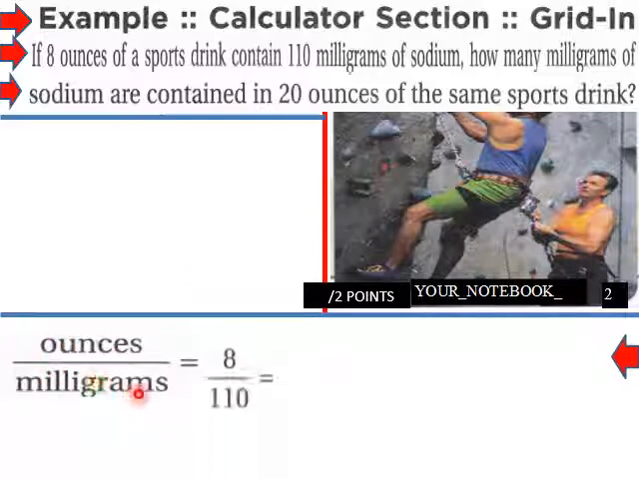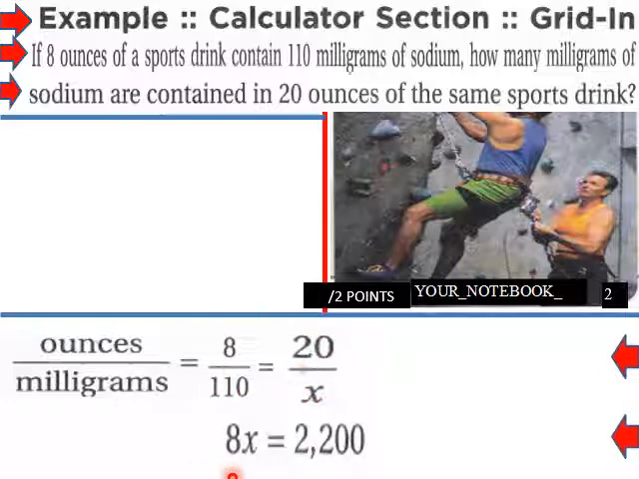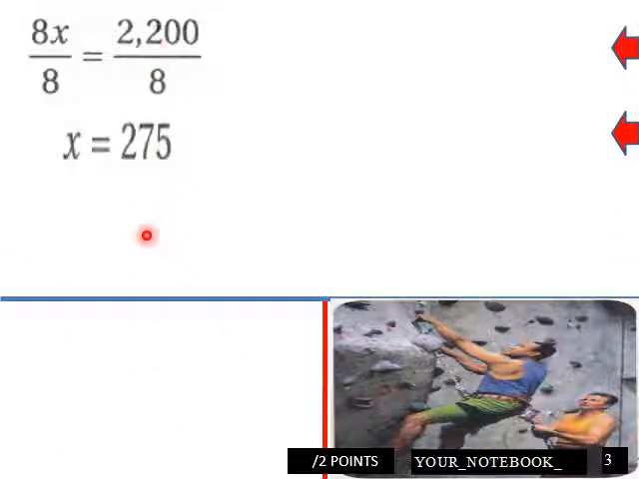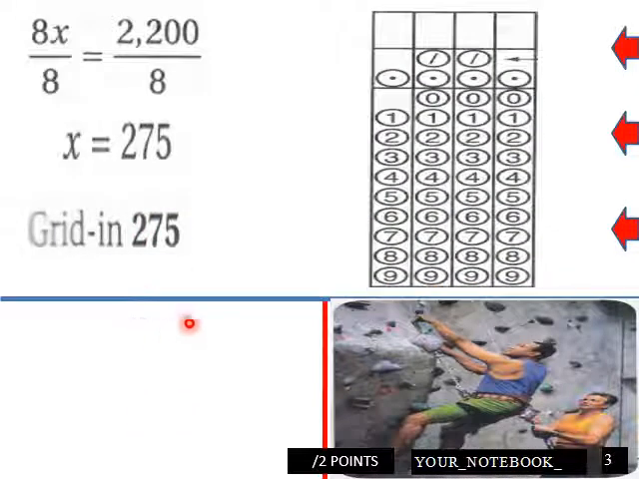So we have ounces per milligram. 8 ounces per 110 equals 20 per x. So 8x equals 2200. We're looking at if 8 ounces, how many milligrams are in 20 ounces here? So we have 20 ounces, and then we do our cross multiplication here. 8x equals 2200, over 8, x equals 275. So that'd be one instance where you can grid in 275. I'd start here, 2, 7, and then 5 would be your grid in here.